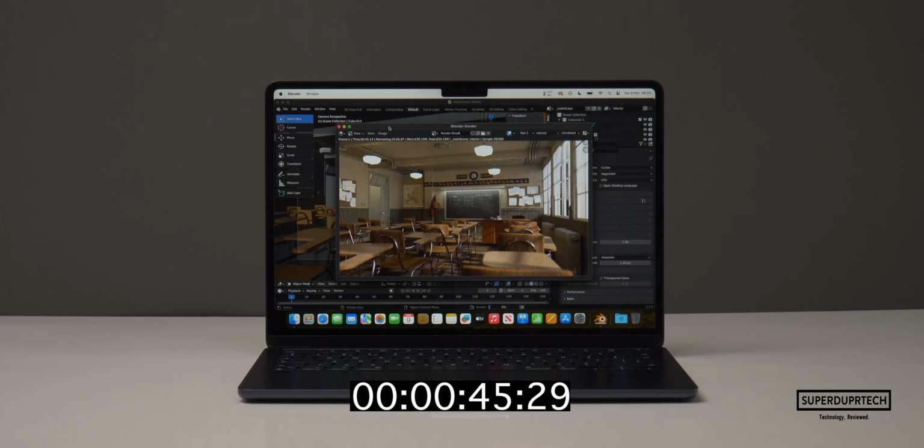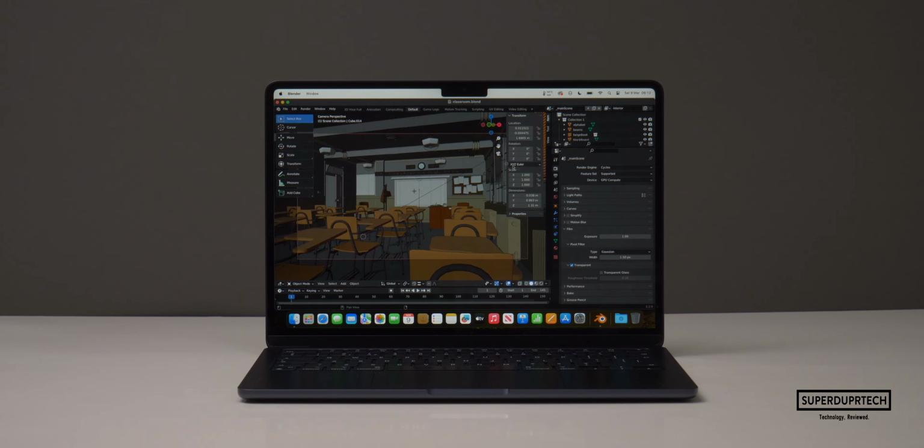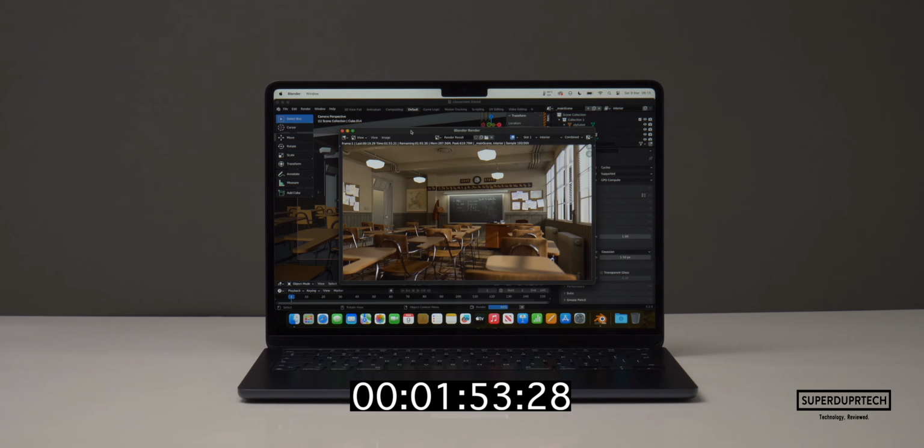So I then wanted to see how this MacBook Air would perform when it comes to doing some 3D animation work. So I performed a number of different timed render exports through Blender. Starting off with the classroom test using the CPU, it took 12 minutes and 13 seconds to complete this, whereas it was much faster using the GPU, taking 3 minutes and 7 seconds.